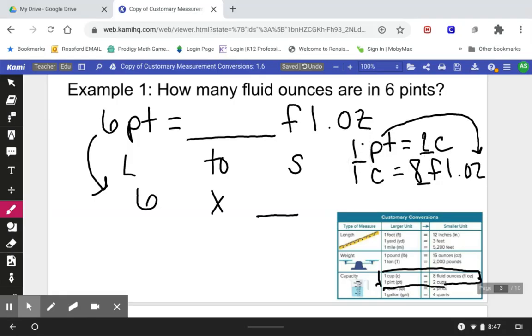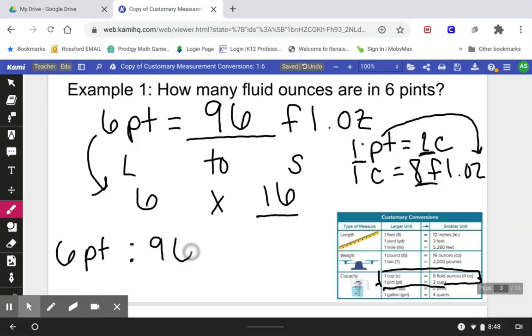So 1 times 2 is 2, and 2 times 8 is 16. 6 times 16 is 96. So from 6 pints to fluid ounces, there are 96 fluid ounces.